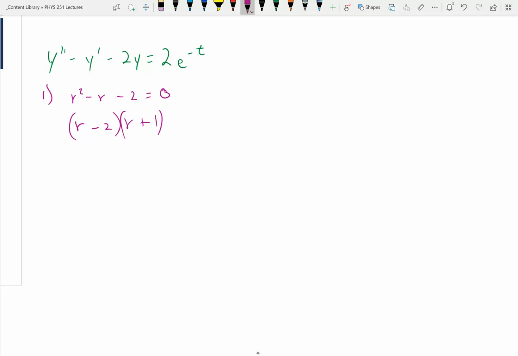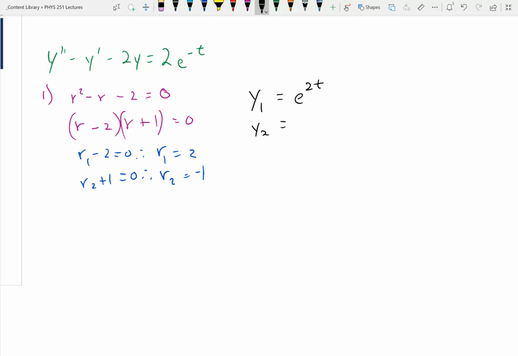So we have r minus 2 times r plus 1 equals 0, which means our roots are, and don't forget, you're setting r minus 2 equals 0, therefore r1 is equal to 2, and r plus 1 equals 0, therefore r2 equals minus 1. Because oftentimes we forget to flip the sign when we move it to the other side of the equal sign because we're going fast. So we found our roots. So now I know y1 is equal to e to the 2t, and y2 is equal to e to the minus t.